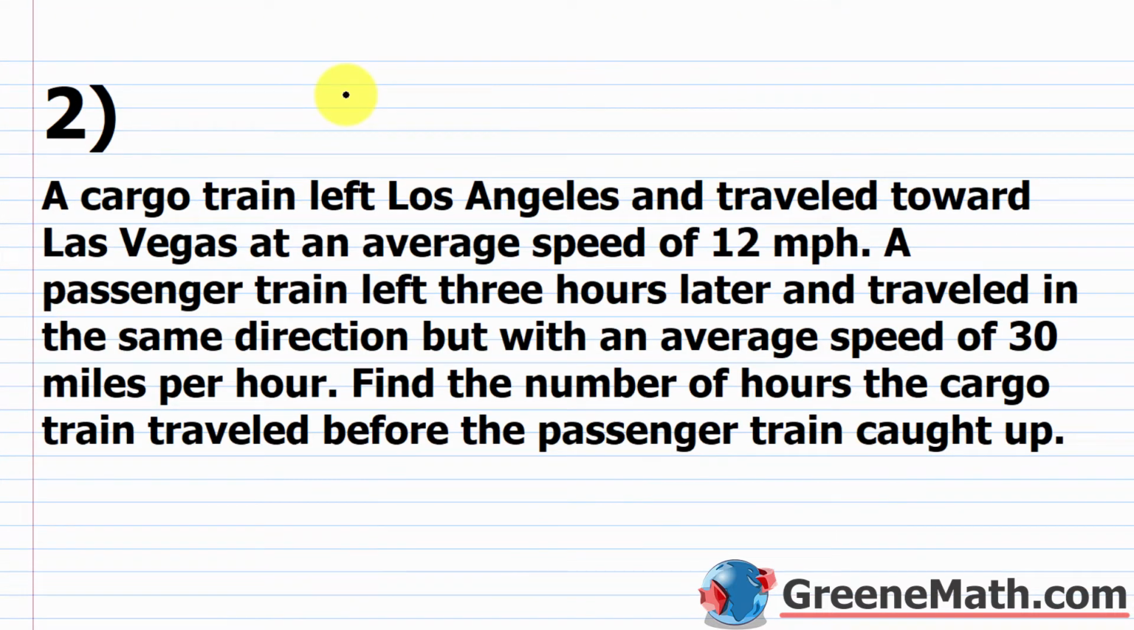All right, let's look at problem number 2. So now we have that a cargo train left Los Angeles and traveled toward Las Vegas at an average speed of 12 miles per hour. A passenger train left 3 hours later and traveled in the same direction, but with an average speed of 30 miles per hour. Find the number of hours the cargo train traveled before the passenger train caught up.